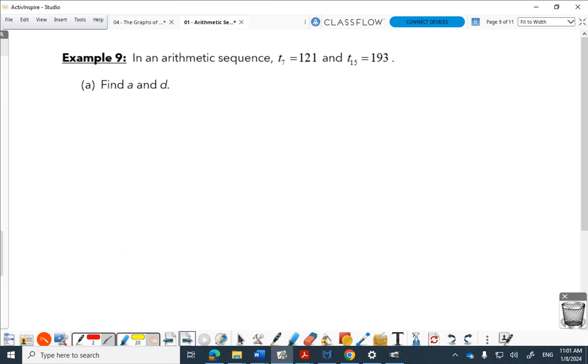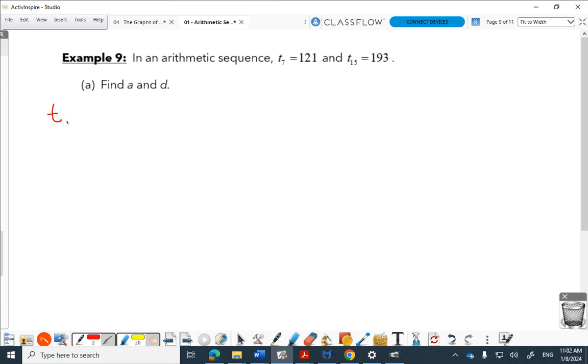In an arithmetic sequence, term 7 equals 121, term 15 equals 193. Find A and D. So if the toughest question so far was a difficulty 50 out of 100, this is 108. This is a giant jump ahead. Let me show you how to do it. I'm going to go over here and I'm going to write the formula.